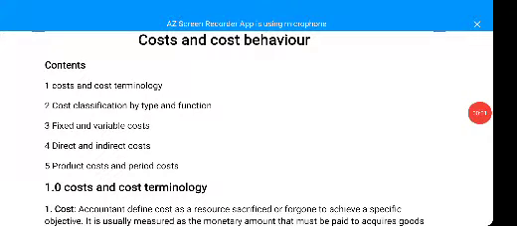Good evening, everyone. We'll be looking at management information (MI), and our topic for tonight's class will be cost and cost behavior. Under this topic, we'll look at the content of this topic.